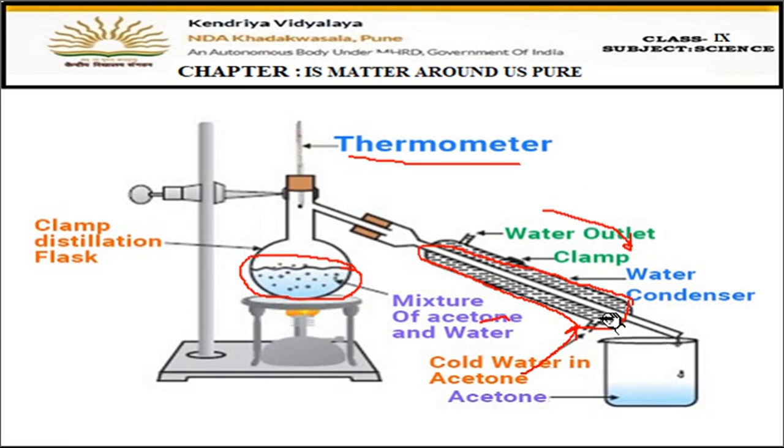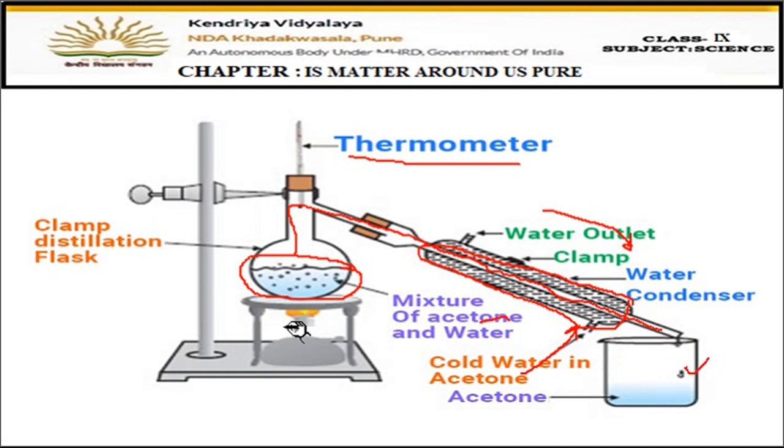Now this is the water condenser, and you can see a pipe in between. Vapors from here will come through this pipe and pass through this middle pipe, and when the vapors come here they will get condensed with the help of this cool water. They will again turn into liquid, and then the liquid can be collected in the beaker.